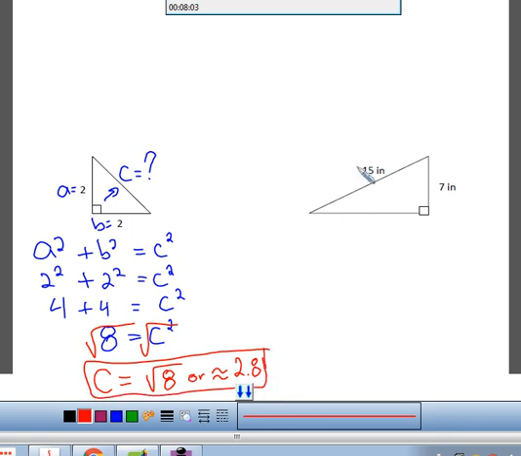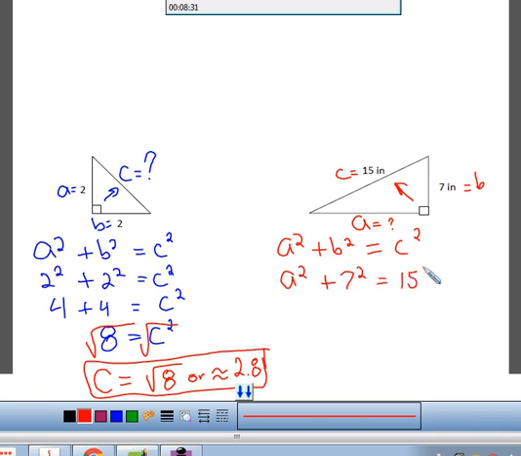Alright, one more time. Again, our hypotenuse is across from the right angle, so C is this. A, we don't know. I just switched it around. B, we know is 7. A squared plus B squared equals C squared. This time we don't know A, we know B, and we know C. Hopefully you remember your perfect squares, so you don't need a calculator for this, although don't be afraid to use it.